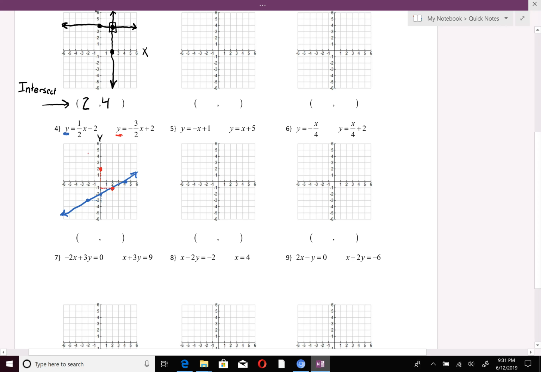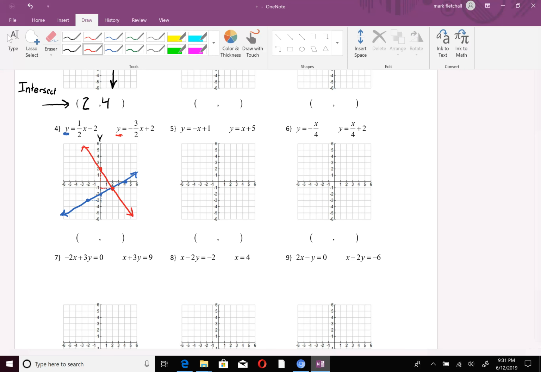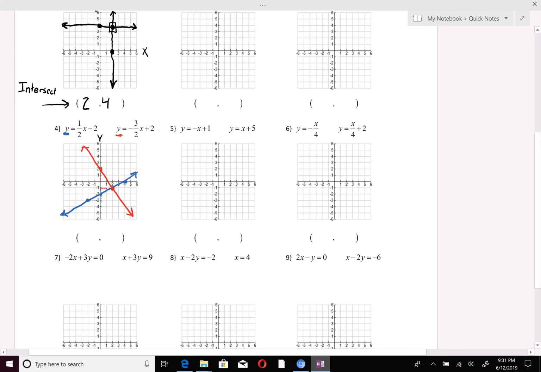And that's where our lines overlap. So I've only done 2 points, but that works for us. And we get this overlap right here at (2, -1). So (2, -1), and number 4 is complete.